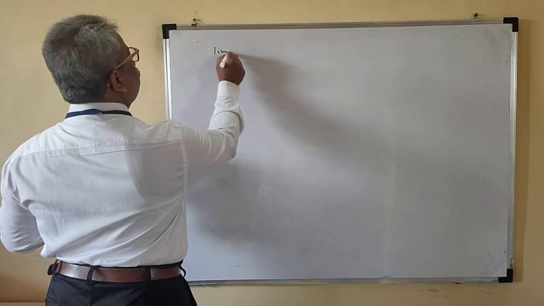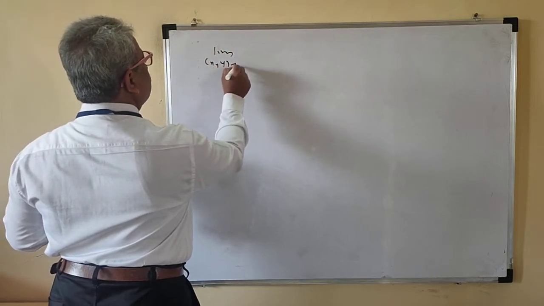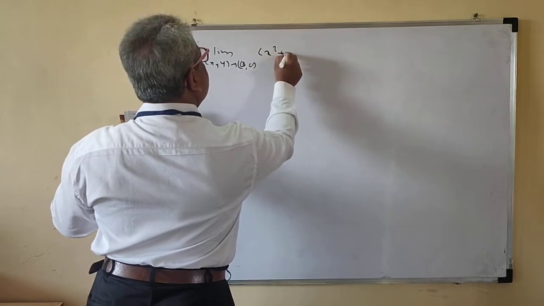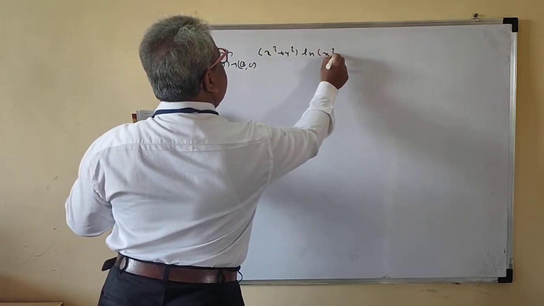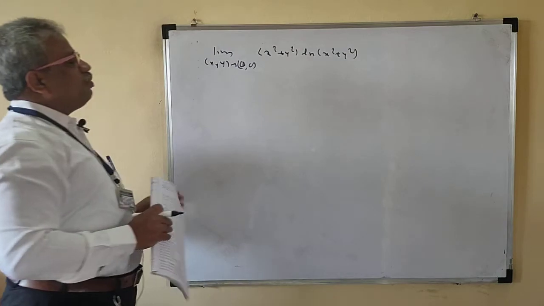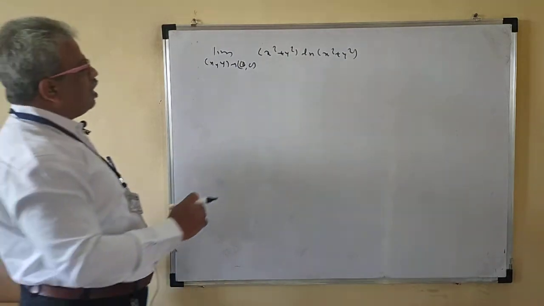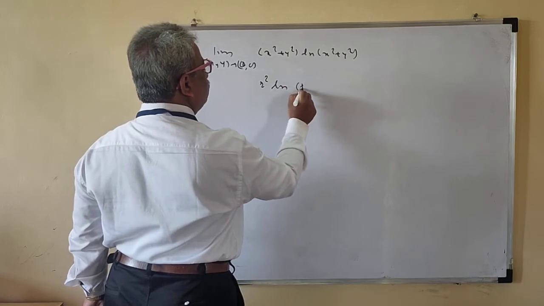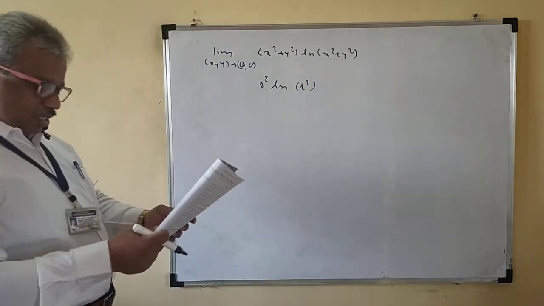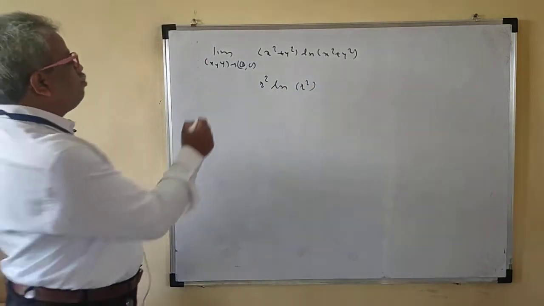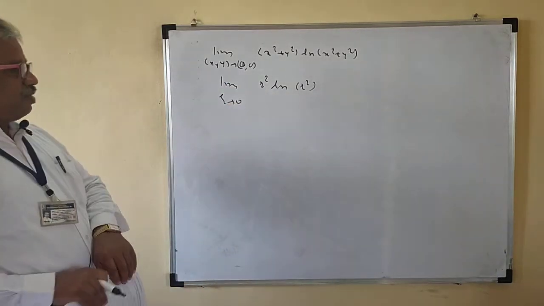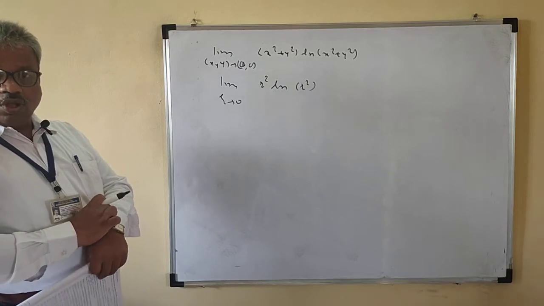So limit xy tends to 0, 0, of x square plus y square times ln of x square plus y square. Get it now. Again, if you try the polar form, what happens? This will be r square and ln of r square. The limit as r tends to 0 now: ln r square, because r is 0, log 0 does not exist.